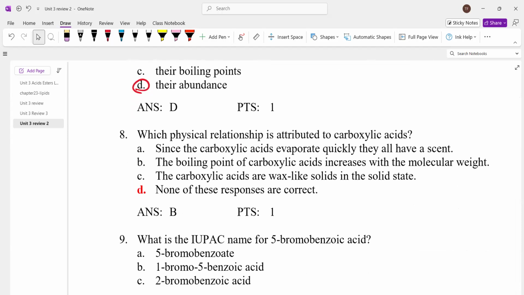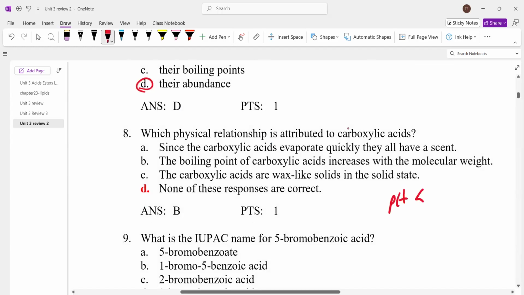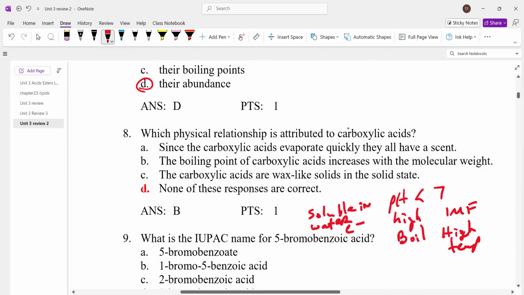Okay, what physical relationships are attributed to carboxylic acids? Well, their pH is less than 7, high intermolecular forces, they boil at high temperatures. They're soluble in water up to C7.